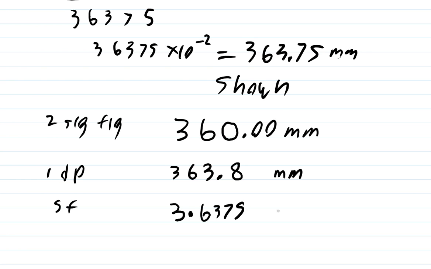But then 3.6375 is not equal to 363.75. This must be multiplied by 100 to make it equal to this. However, this is not the way to write the multiplier in standard form. It's going to be by 10 to a power. 100 is 10 to what power? It's 10 to the second power. So that now is in standard form. You see that?